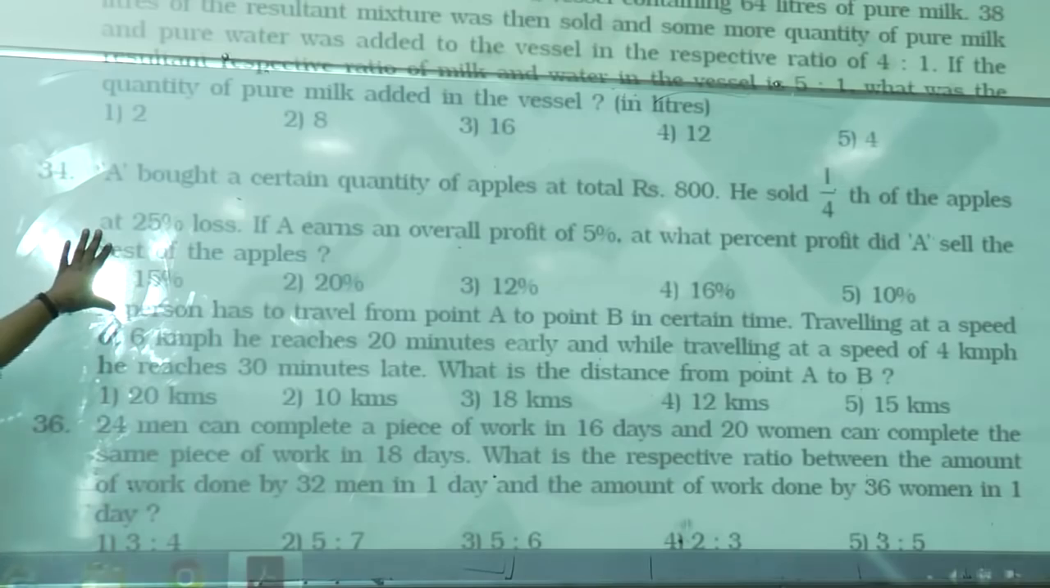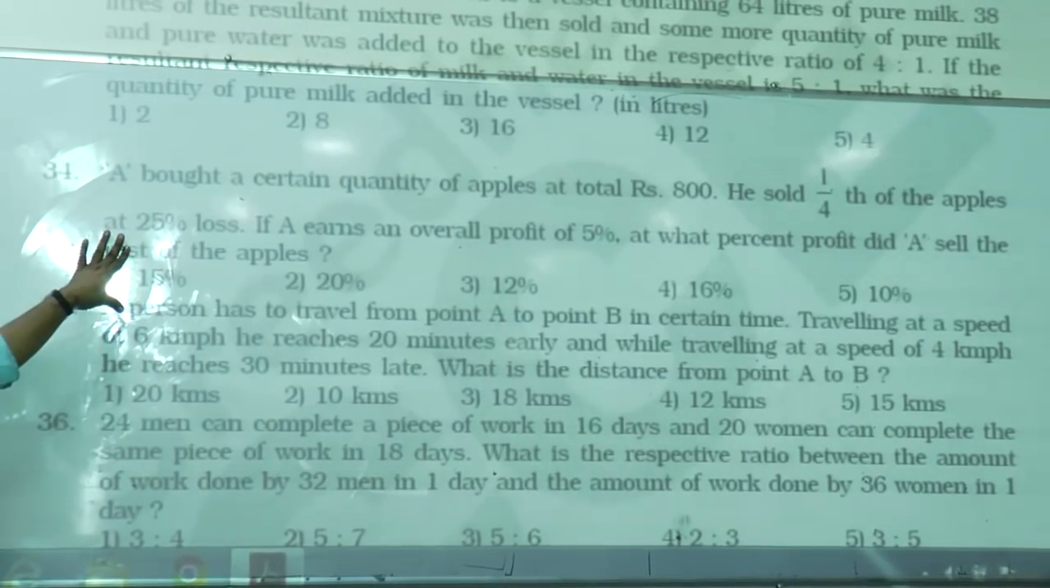A bought a certain quantity of apples at a cost of 800 rupees. He sold 1/4 of the apples at 25% loss. If A earns an overall profit of 5%, at what profit percent did A sell the rest of the apples? So how many parts do we have in total? Total we have 4 parts. Out of 4 parts, 1/4 is sold out, in the sense 1 part is sold out. How many parts remain?